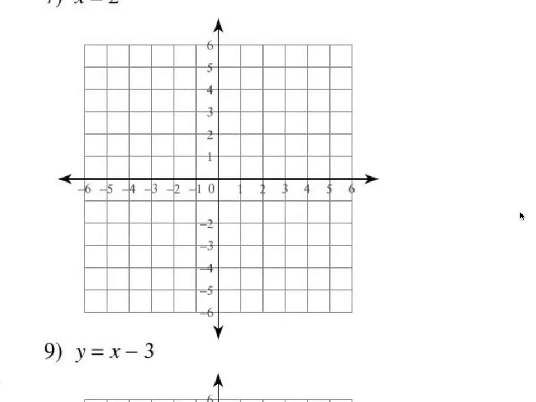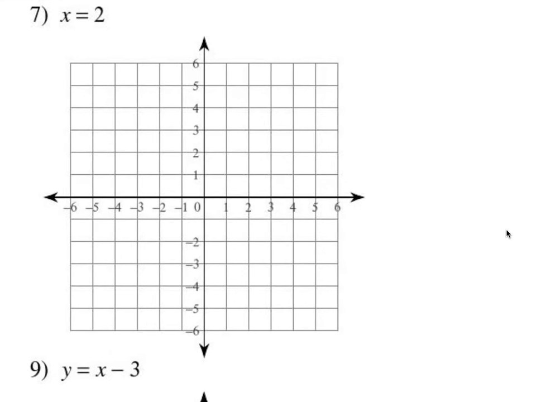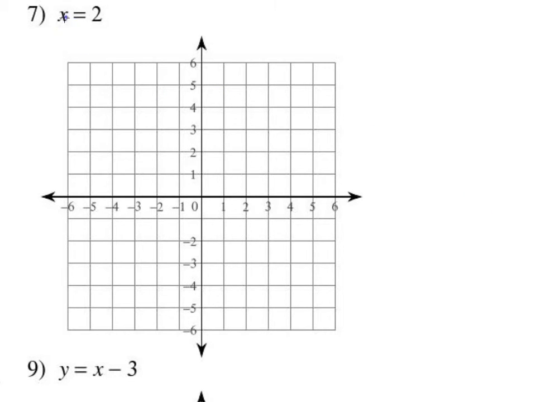7 and 8. So these two are weird. 7 and 8 are weird because there is only one variable. So when there's only one variable, this is a very strange situation. We have to think about what to do here. How do we represent this? X equals 2. So how do we do this?